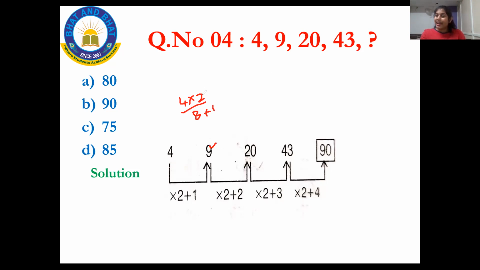Now, 2 number I have to multiply. So 9 into 2. 9 2s are 18. 18 plus 2 will be 20. Okay, next one. 20 into 2, 20 2s are 40. 40 plus 3 will be 43. 43 into 2, how much is it? 86. 86 plus 4, 90.